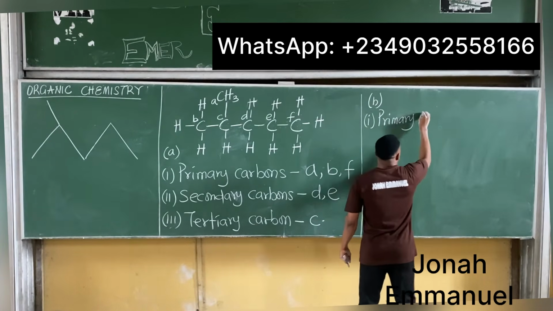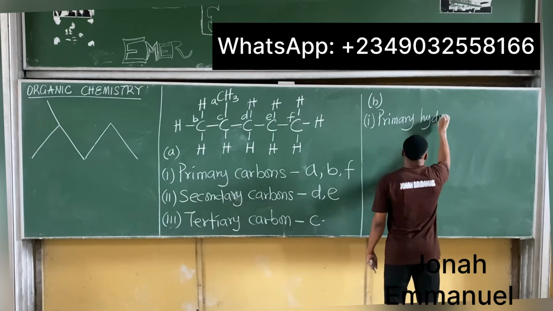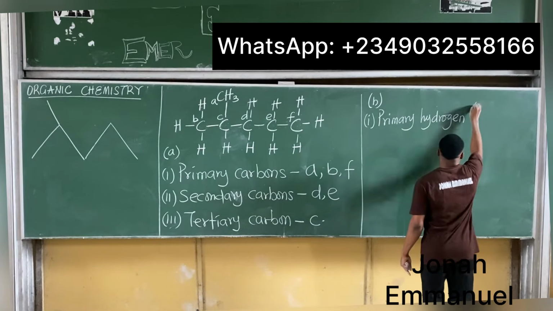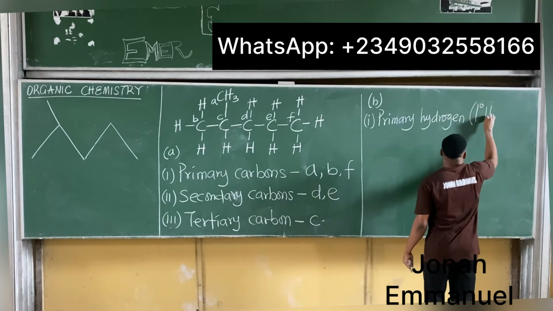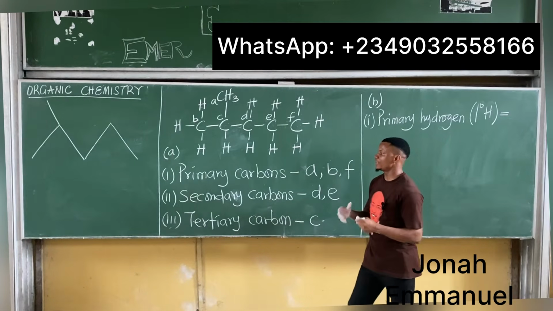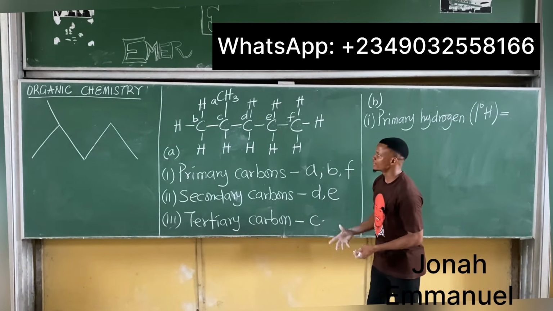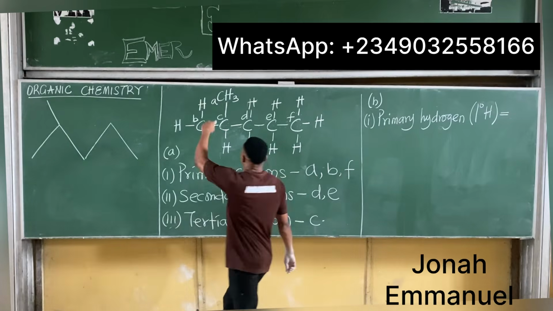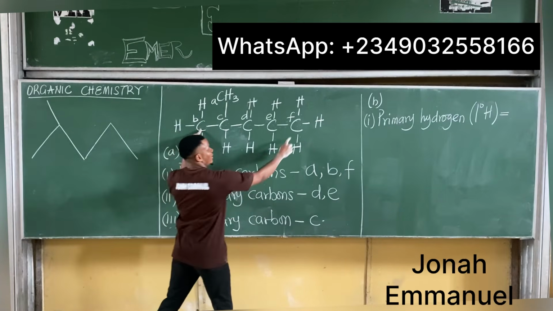Primary hydrogen. We said the symbol is 1° H, not H. How many? The primary hydrogens are simply the hydrogens of the primary carbons. My primary carbons include 1, 2, 3.